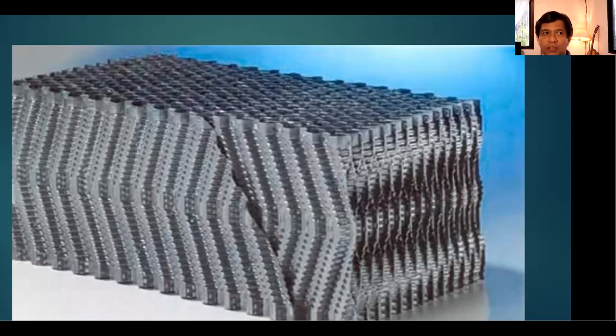Yung condenser, it uses cold water to condense the steam, the low pressure steam. So tumataas yung temperature doon sa condenser. So ang ginagawa, yung tubig doon sa condenser, pinapump doon sa taas ng cooling tower. Ganun yung operation nung laboratory natin.